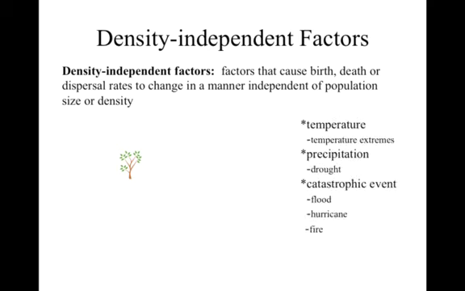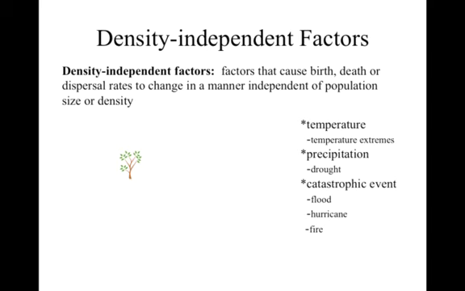Common density-independent factors are things like temperature and temperature extremes. So a really cold snap can wipe out tent caterpillars. We talked about that in one of the early lectures. It's not like the cold snap only happens when the caterpillar population reaches a certain density. The cold snap happens whether you have very few caterpillars or a whole lot of caterpillars.